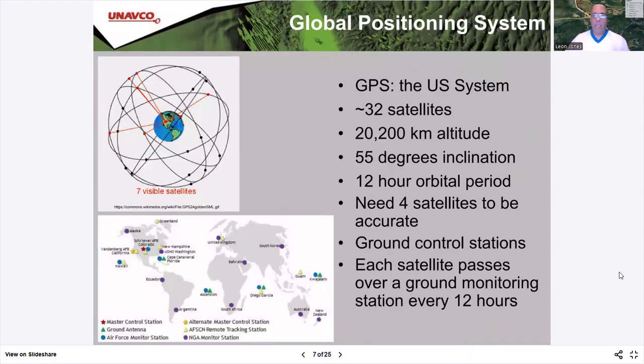Now, GPS, the US system, 32 satellites, 20,200 kilometers of altitude, 55 degrees of inclination, 12-hour orbital period, need 4 satellites to be accurate. You have ground control stations. And each satellite passes over a ground monitoring station every 12 hours. And this is exactly what it looks like. You go on a map.